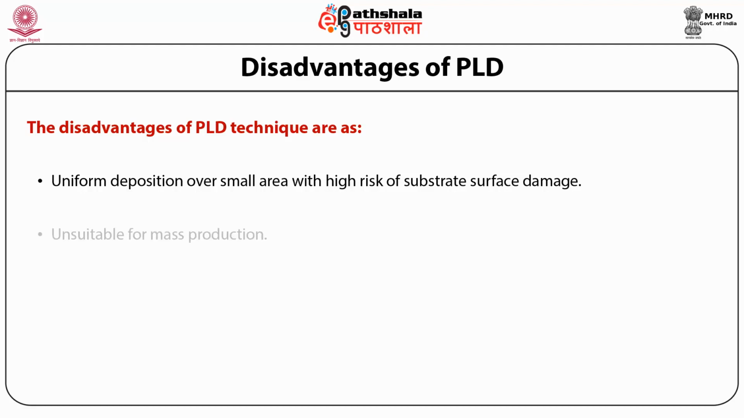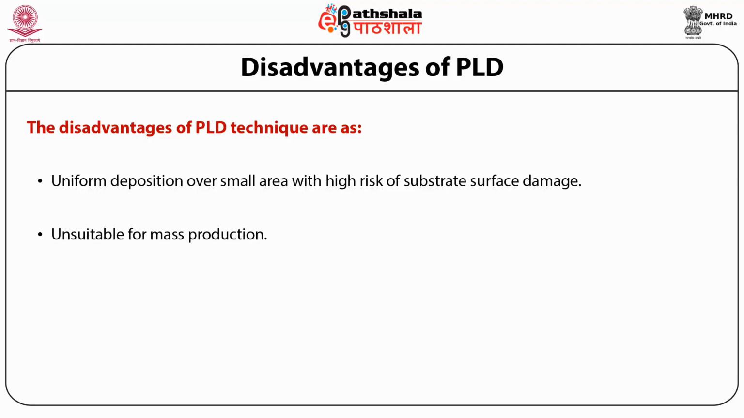Secondly, this technique is unsuitable for mass production. That is, as we saw in the first point, we get the uniform film over a small area. So this technique is obviously not suitable for production of uniform thin films over a large scale. This technique is basically relevant for research purposes in which we require the thin film and need to study its various properties and the possible applications. But for device production on a mass level, we require a different technique where we can get the thin film of similar thickness, similar uniformity and similar quality over a large area.